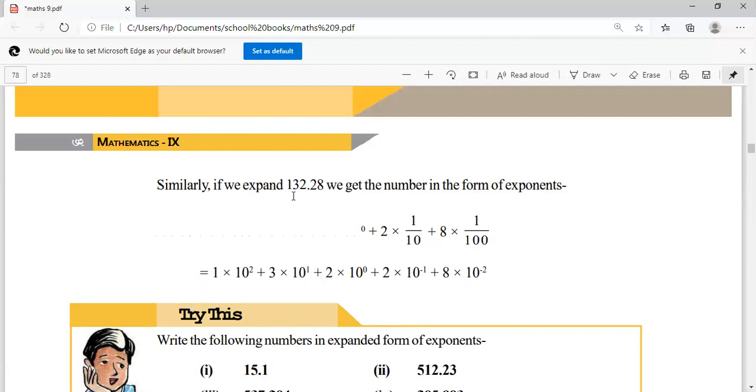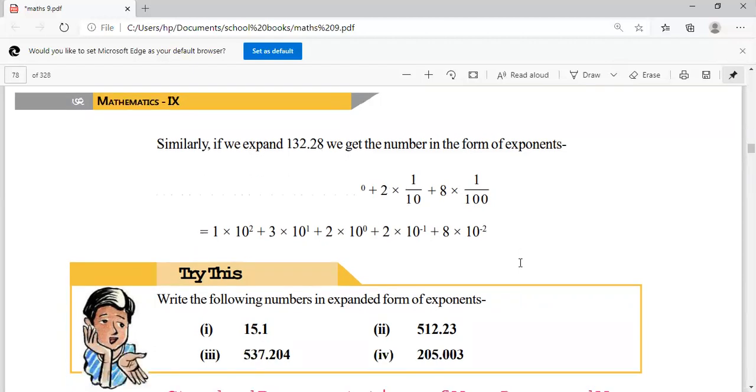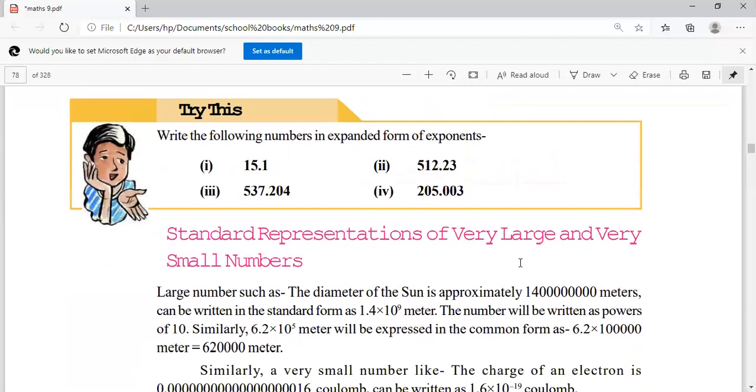Okay, so see here, 1 is in hundreds place, so 1 into 10 square you can write. 3 is in tens place, so you can write here 3 into 10 to the power 1. 2 is in ones place, so 2 into 10 to the power 0. Okay, so this was the form, and then in this form you can write 2 into 1 upon 10 plus 8 into 1 upon 100. This is the expanded form, you know very well. So you just have to write this expanded form in the form of exponent. This is also very easy. You can do it by yourself further.